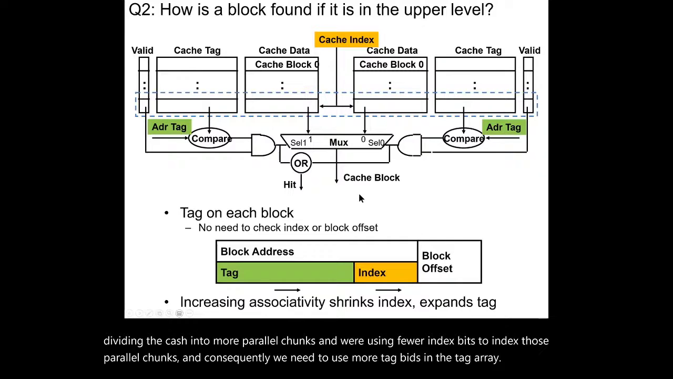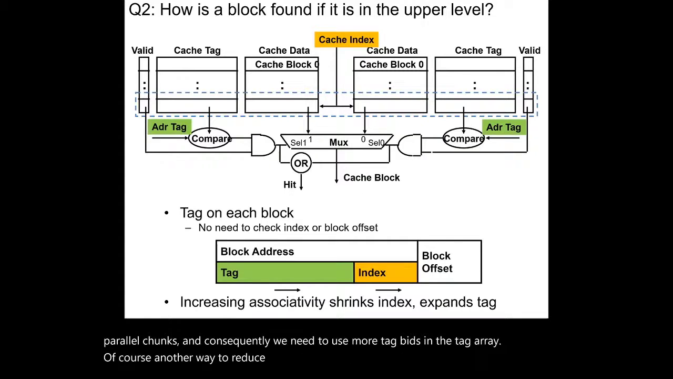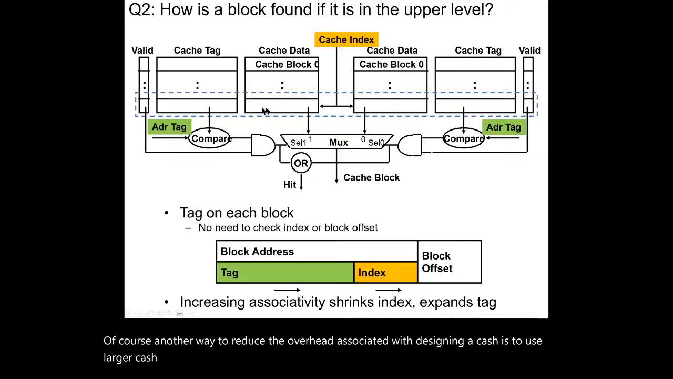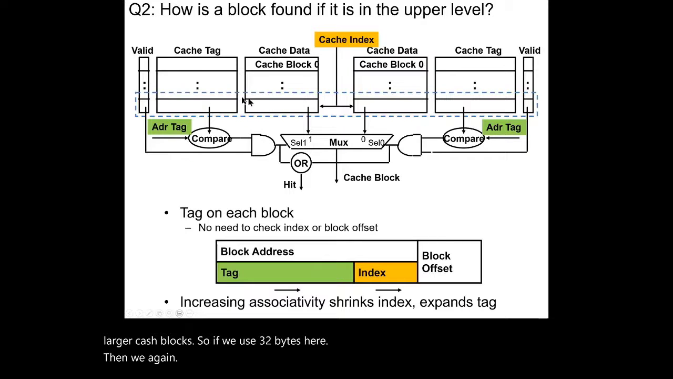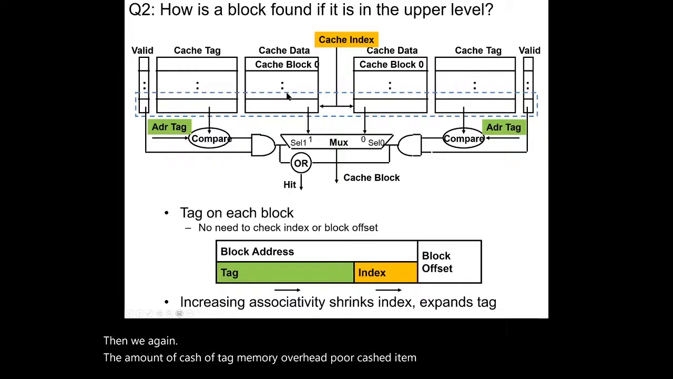Of course, another way to reduce the overhead associated with designing a cache is to use larger cache blocks. So if we use 32 bytes here, then the amount of tag memory overhead per cached item gets proportionately smaller.